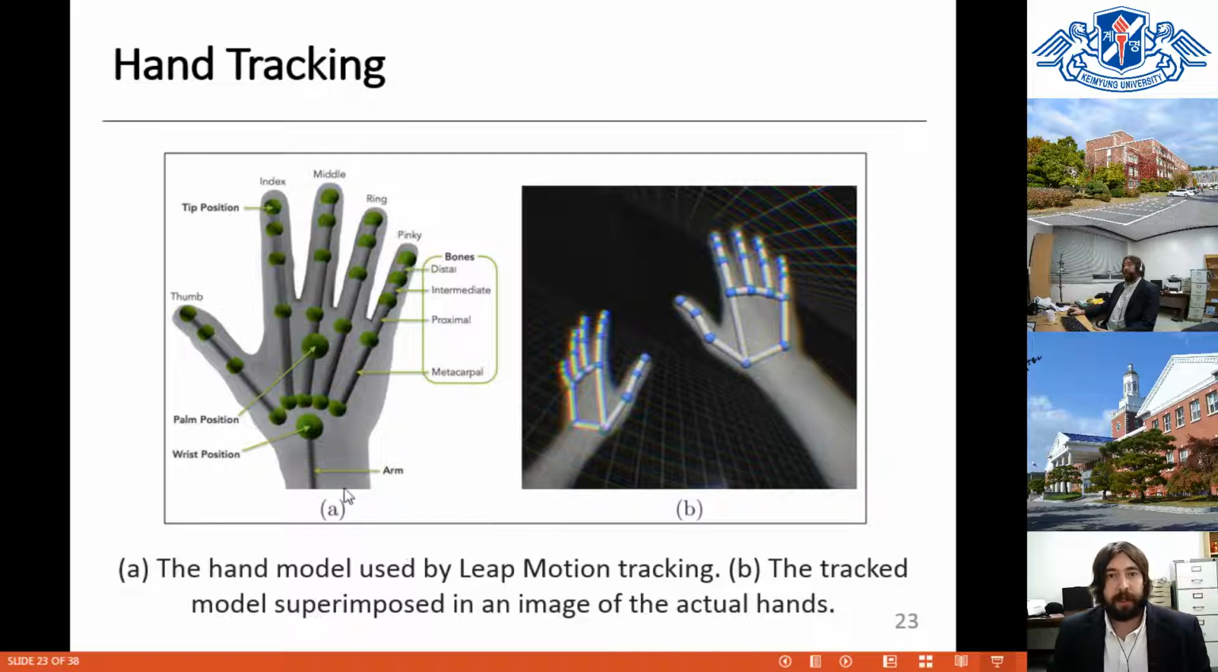On this picture there is a hand model used by Leap Motion tracking, and the tracked model is superimposed on an image of the actual hands. So it has exactly the same number of points as a real hand.